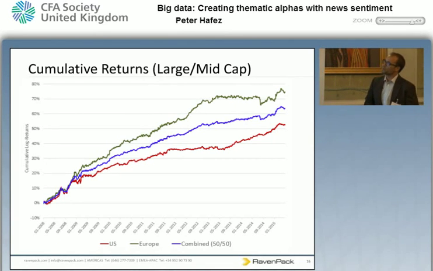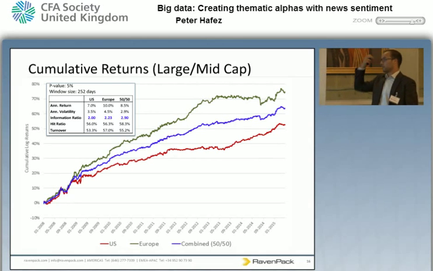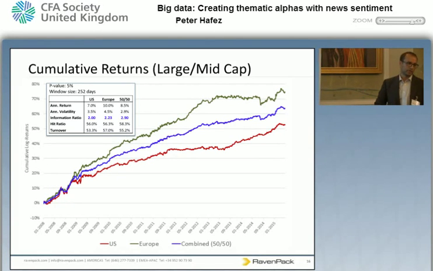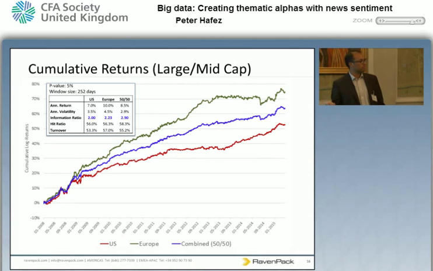This is for Russell 1000. The green line represents the performance you get out of trading European stocks, large and mid cap. The red line is US stocks, so Russell 1000. And the blue line is the average of the two. I just wanted to show the average because you can see that there are some additional diversification benefits. These are long-short strategies, so they're dollar neutral.